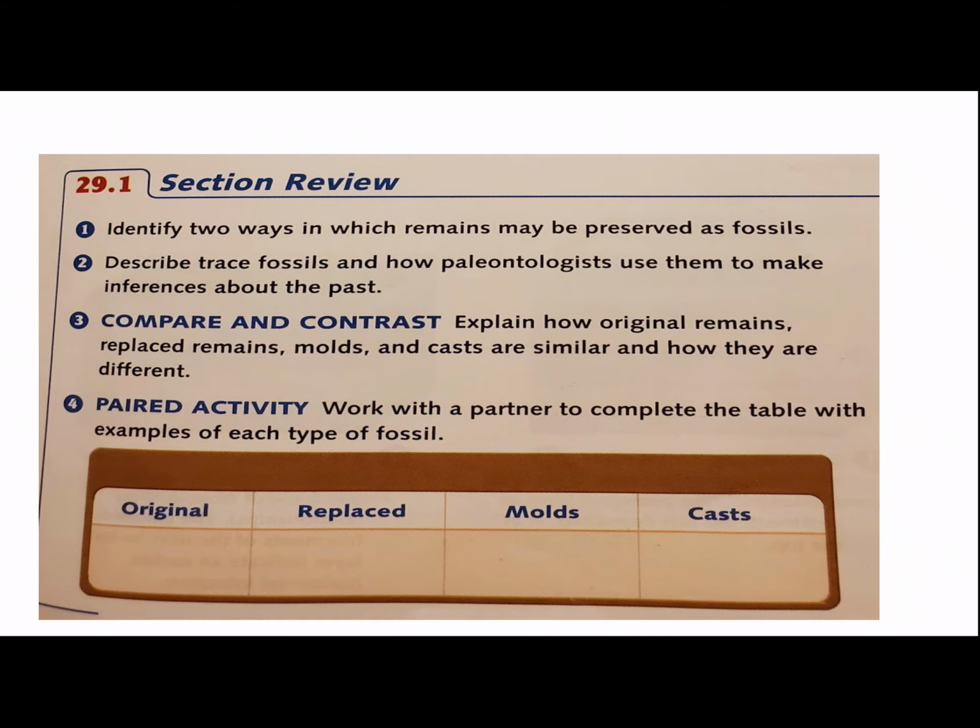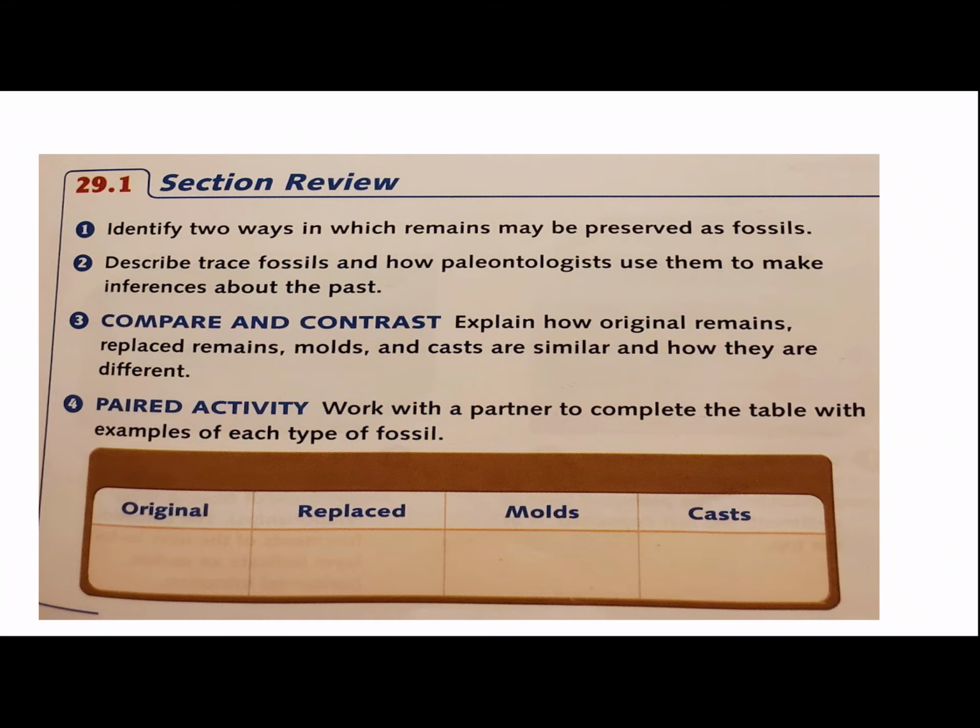For 2, describe trace fossils and how paleontologists use them to make inferences about the past. On page 649 of your textbook, under trace fossils, it says trace fossils include any impression left in a rock by an animal, such as trails, footprints, tracks, burrows, and even bite marks on fossils of trilobites. And what do scientists infer? They infer the existence of many animals from trace fossils. For example, scientists can learn about dinosaurs that lived in a particular area from footprints the animal left behind.